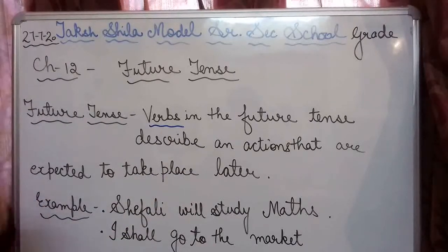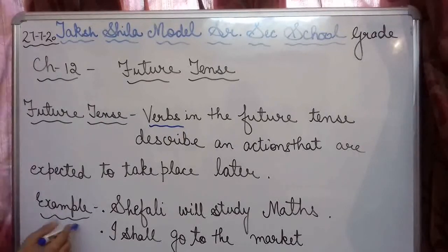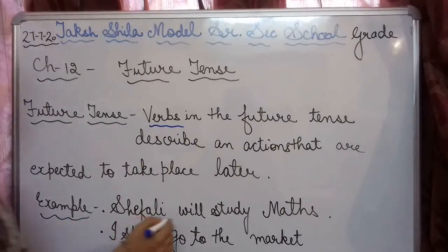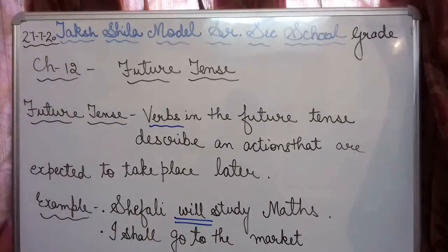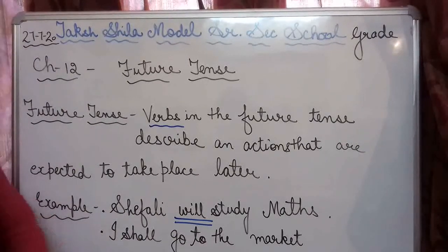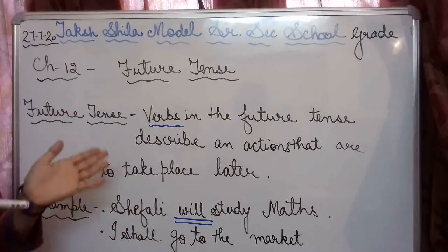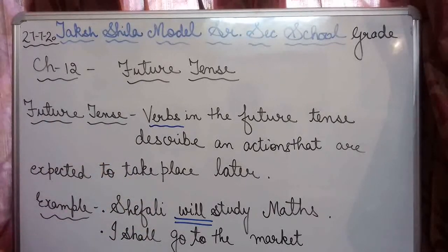Clear? So future tense refers to actions which take place later, right? That is future tense. In simple words we can say the actions which will happen in the future. जो भी actions future में होगा that is future tense. In simple words. Now take an example. Shefali will study maths. So here will is the future verb which shows that Shefali will study maths. Shefali maths पढ़ेगी. She is not studying right now. वो पढ़ी नहीं है but वो पढ़ेगी, right?